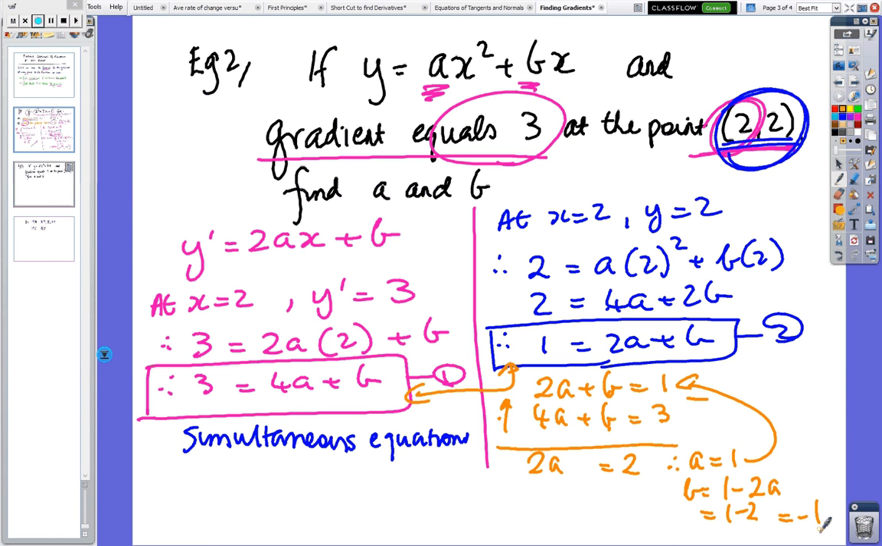Okay. So when you get these things, you'll end up normally with simultaneous equations. That information there is really important because that gives you another equation. So that's how you do them. Okay, come across when you're ready.